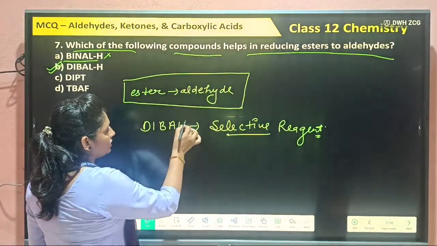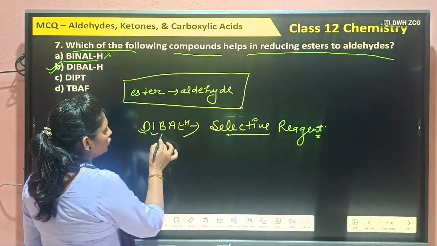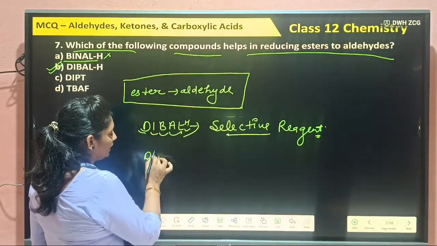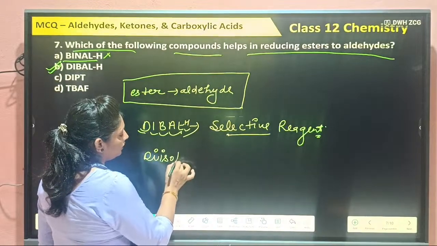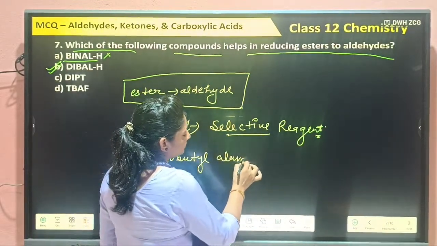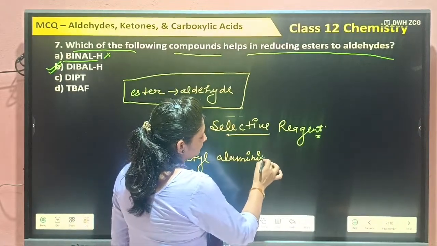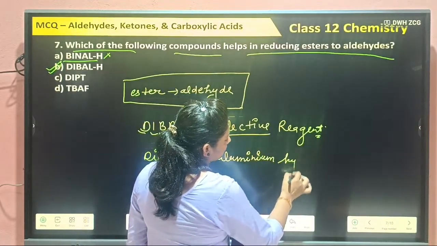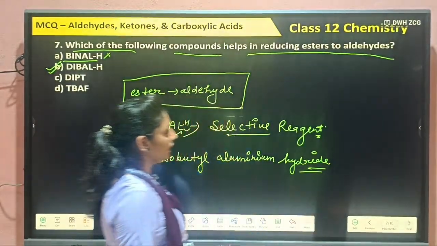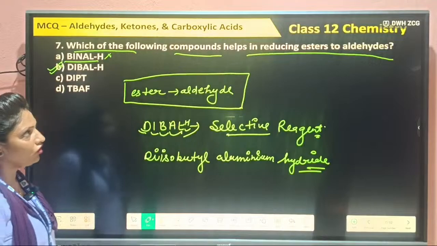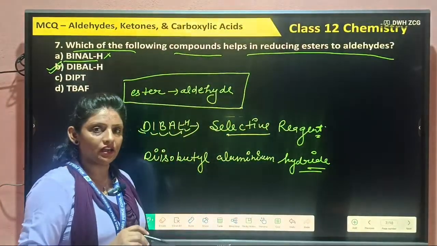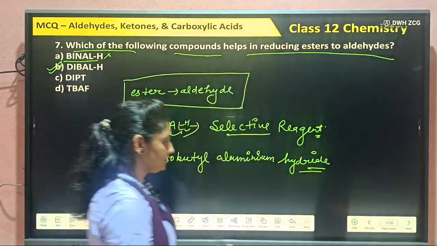Students, DIBAL-H is diisobutyl aluminium hydride. This is DIBAL-H, and it is the selective reagent. It is used for reducing ester and reducing nitrile into the aldehyde.